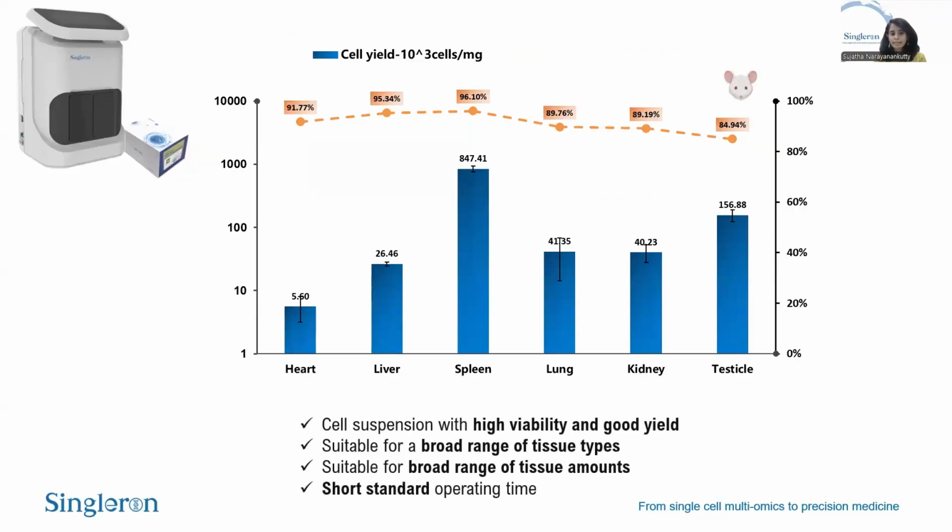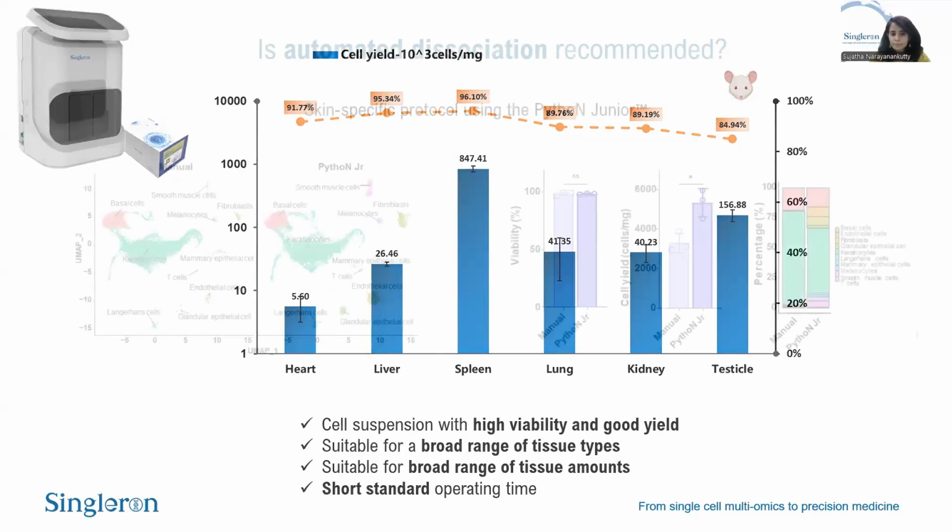And so here's some data. This is showing how different tissue types have been tested on the Python, and you can see that the viability is very high. Of course, the cell numbers will vary depending on the input material used. And then you can also see that some tissue types are smaller, giving you fewer cells, whereas others will give you more. And all of these samples can be run on short operating times between 15 to 30 minutes on the Python.